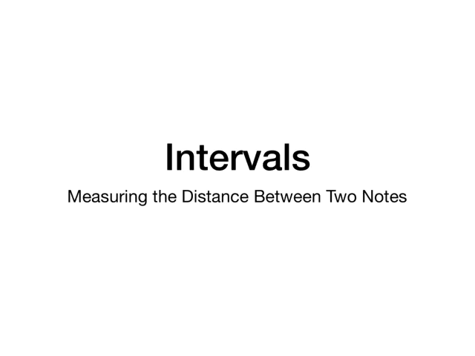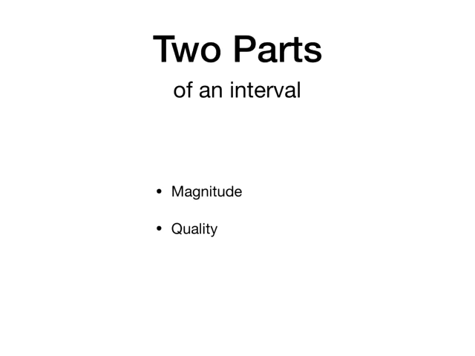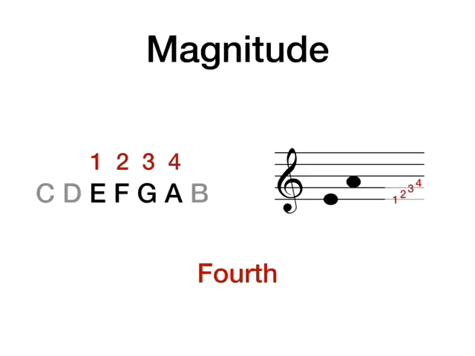This measurement comes in two parts, the magnitude and the quality. The magnitude is usually the easier of the two to figure out. All you really have to do is figure out how many letters the interval spans. For instance, in this example, from E to A, E is 1, F is 2, G is 3, and A is 4. Magnitude of 4. Note that this is an inclusive measurement. We count both the bottom note and the top note.